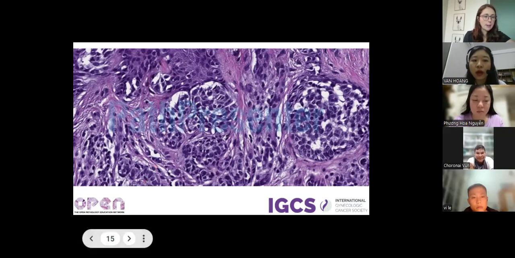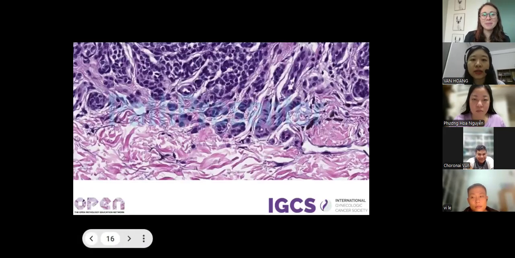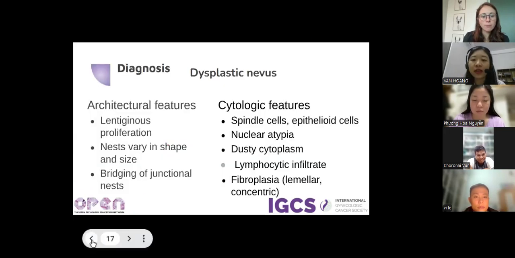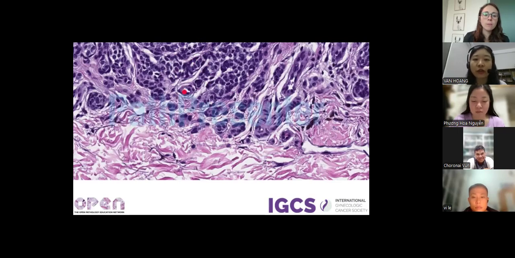Can I guess? Yeah, I have one more slide for the bottom of the lesion. So if you want, you can describe the slide and give me your guess. So here is the bottom of the lesion. So now what is your diagnosis?